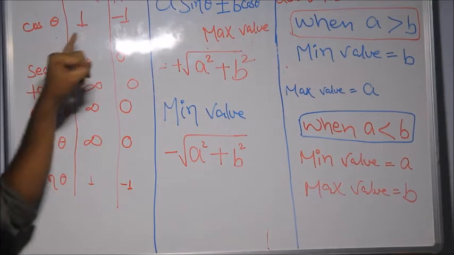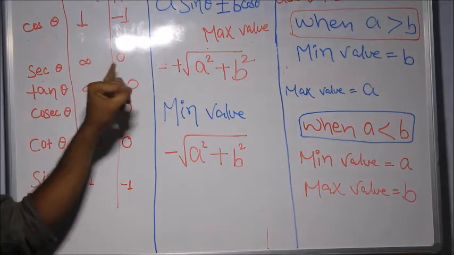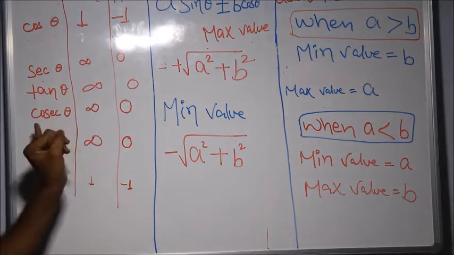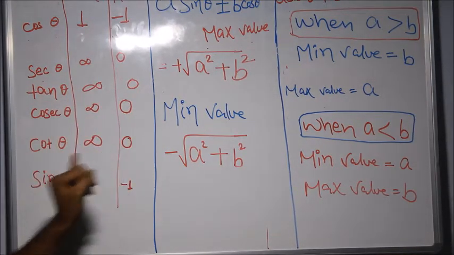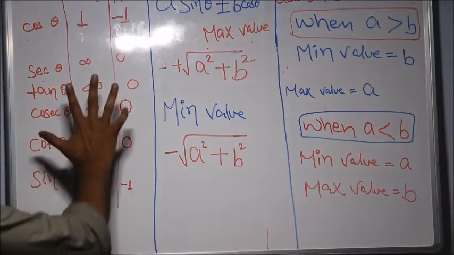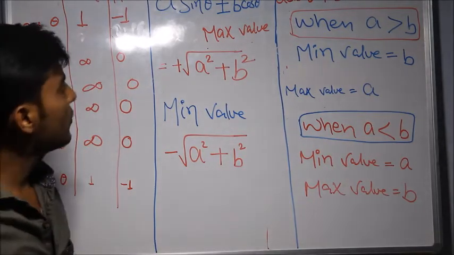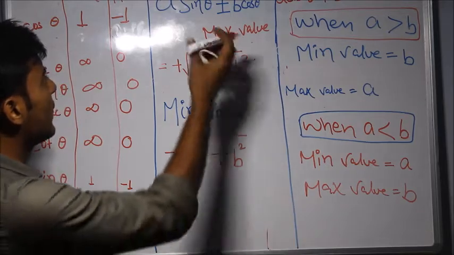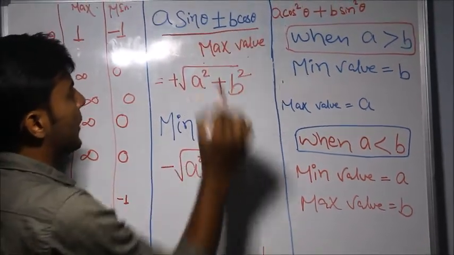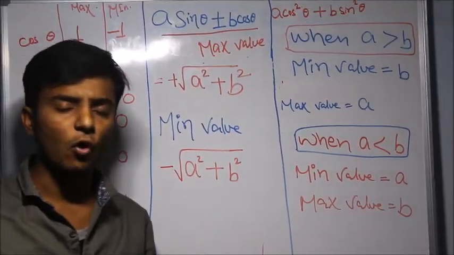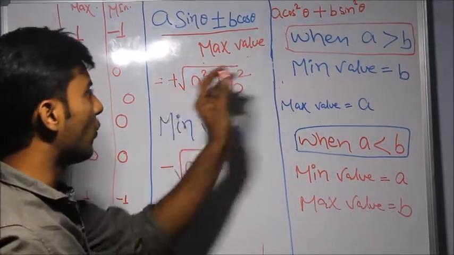You all know cos theta has value 1 to minus 1, sec theta infinity to 0, tan theta infinity to 0, cosec theta infinity to 0, cot theta infinity to 0, sin theta 1 to minus 1. You all know these things. Basically what we have to study is the maximum and minimum value of a sin theta plus b cos theta. Basically questions are in 4 formats in this topic.